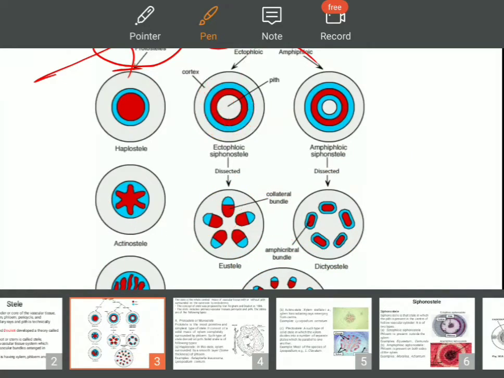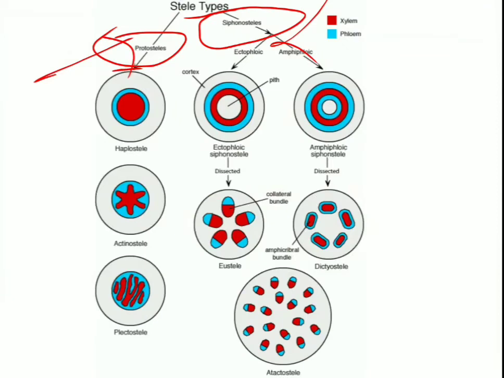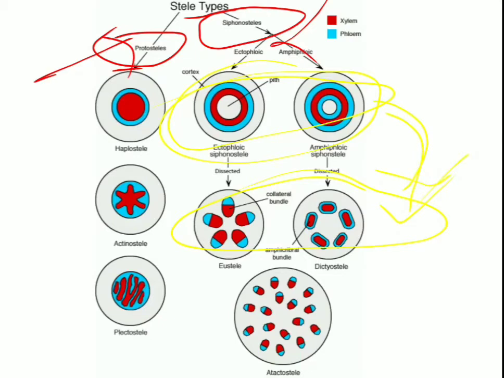Okay, first is the protostele developed, and then siphonostele, and siphonostele evolved into the solenostele. In this figure solenostele is not present, but after the solenostele, dictyostele is developed. Okay, you can see there are the bract vascular bundles.